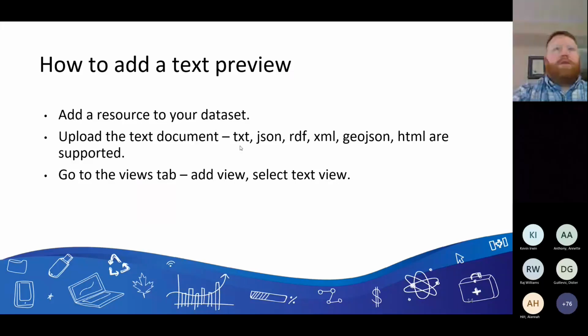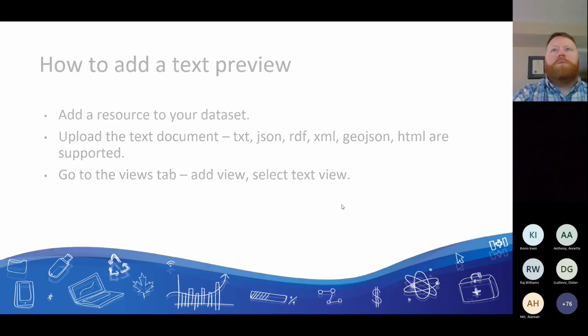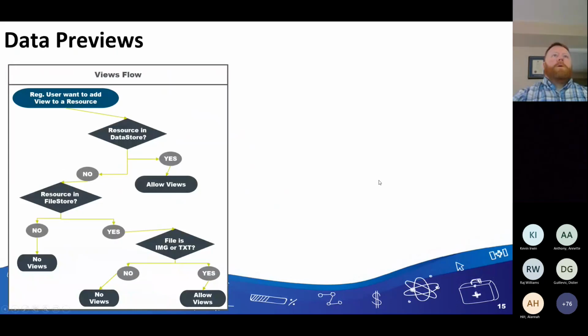Okay, so that is the text document, the text preview. As I was mentioning, it supports text, JSON, RDF, XML, GeoJSON, HTML, and you add those views the same as you would for both the image or the table view. I think we're pretty much done here in the presentation. I think this is the last slide actually that I wanted to talk to you about.